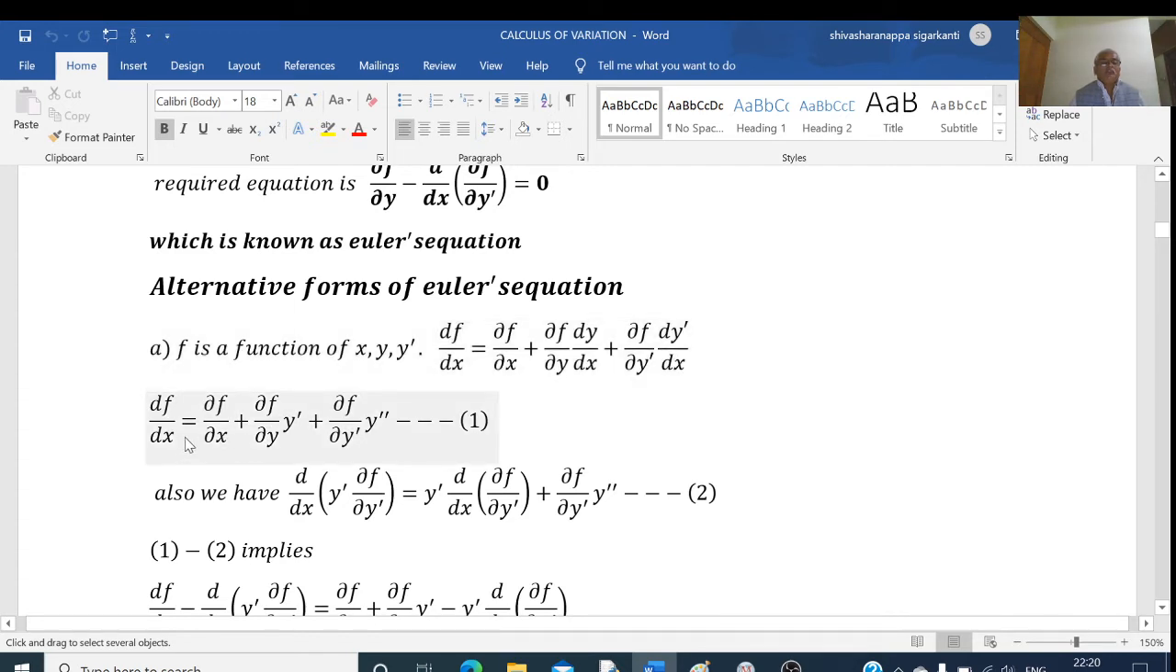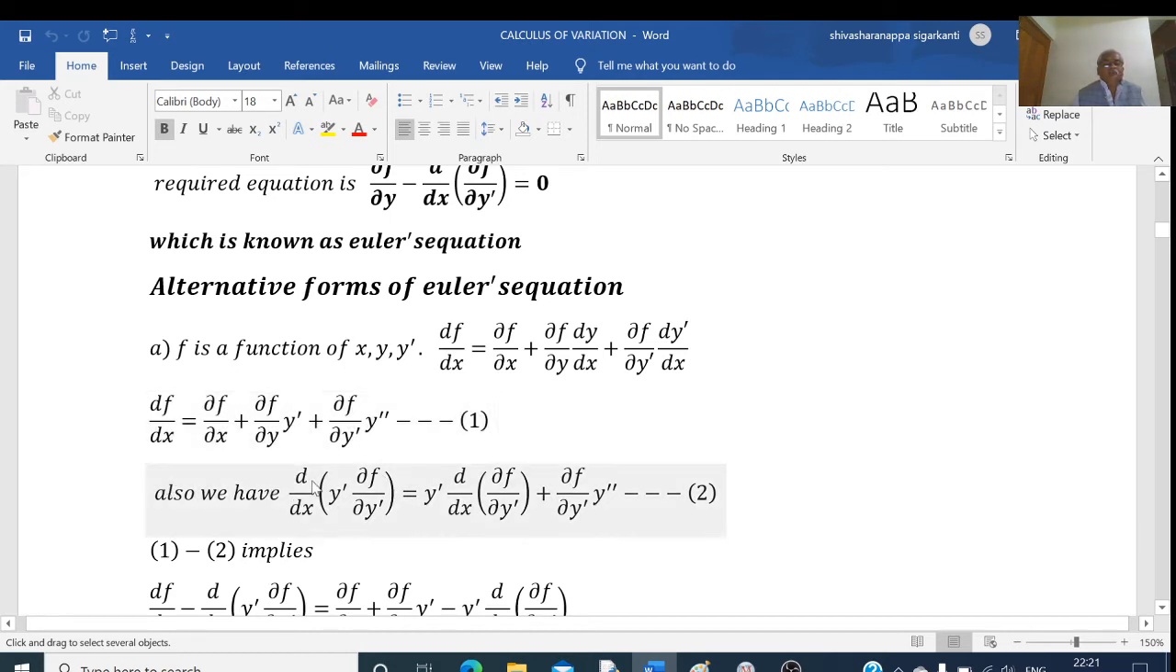That is, df by dx is equal to dou f by dou x plus dou f by dou y into, this is nothing but y dash, dy by dx is y dash, plus dou f by dou y dash into d by dx of y dash. We are differentiating y dash with respect to x, means we get y double dash. So I am getting df by dx is equal to dou f by dou x plus dou f by dou y into y dash plus dou f by dou y dash into y double dash. Let me take this equation as one.